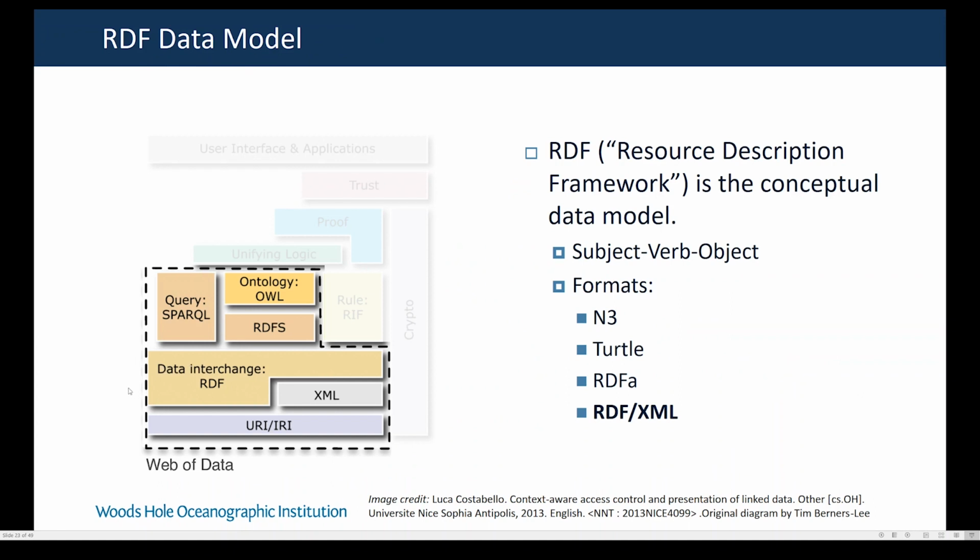The next level of the layer is the RDF, the Resource Description Framework. RDF is the basis of that triple, or the subject, verb, object data model. This can be described in a couple different formats, such as N3, Turtle, RDFa, or RDF/XML, which is the syntax that we commonly use at BCO-DMO. And this RDF/XML basically uses the tree hierarchy and XML attributes to describe this RDF data model.